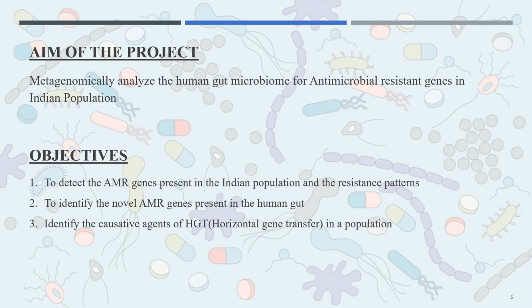So going ahead with my aim of this project, it is to metagenomically analyze the human gut microbiome for antimicrobial resistant genes in Indian population. And my objectives were to detect the AMR genes in Indian population, check their trends and their resistance patterns, and to identify novel AMR genes present from this human gut microbiome of all the samples, and identify the causes of horizontal gene transfer or HGT in a population as to which organism is causing resistance in another organism.